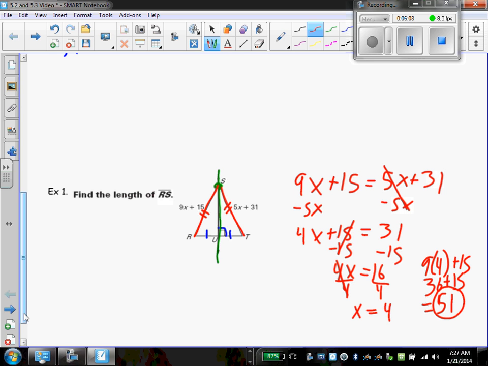So we use the idea of perpendicular bisectors and the fact that we know that any point on it is equidistant to the endpoints of our segment to help us figure that one out.